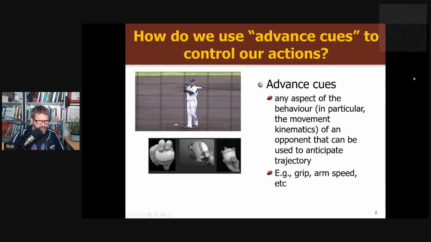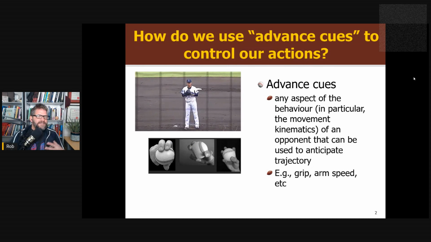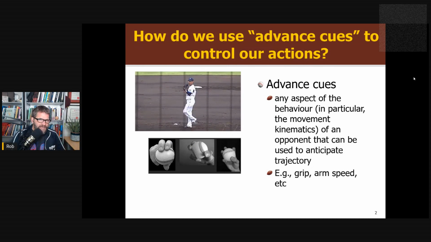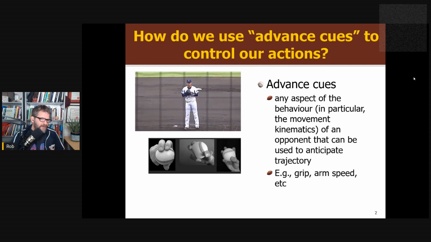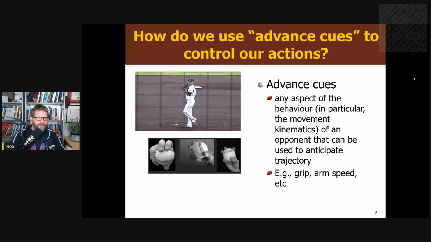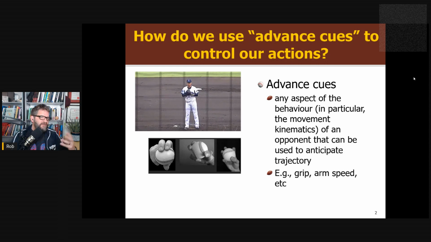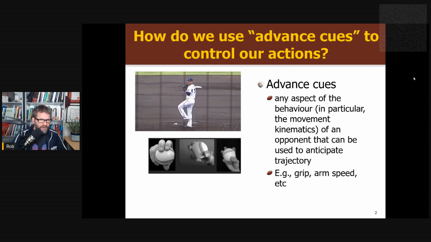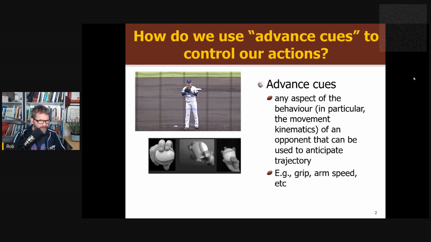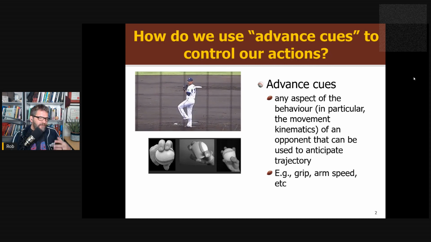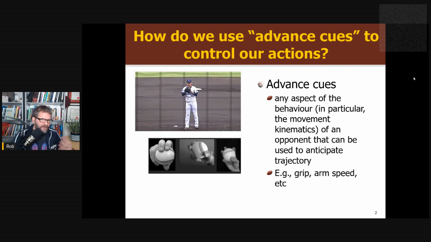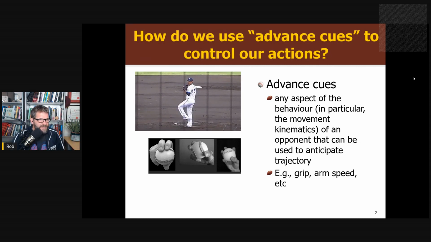An advanced cue, what we mean by that is any aspect of an opponent's behavior that can be used. We're going to focus on ball sports here, that can be used to anticipate the trajectory of an upcoming pitch or upcoming ball. A tennis serve, a baseball pitch, a cricket pitch. We could also talk about football. There's all kinds of different ways we can use this.